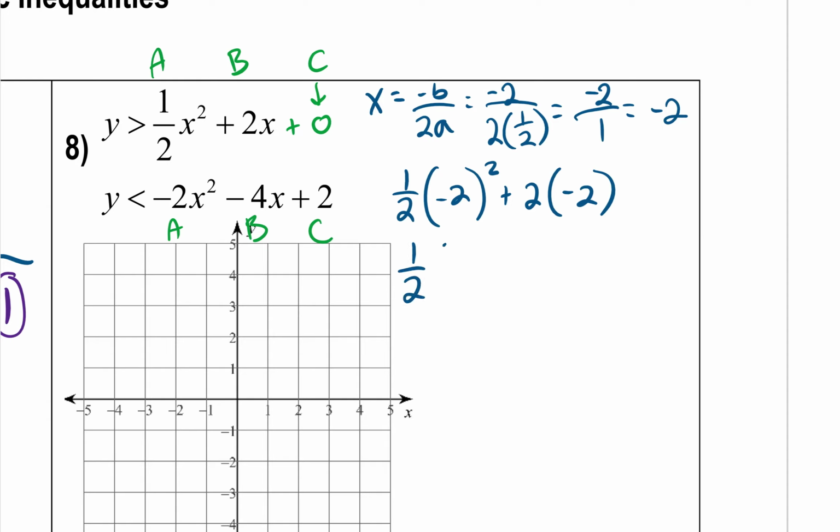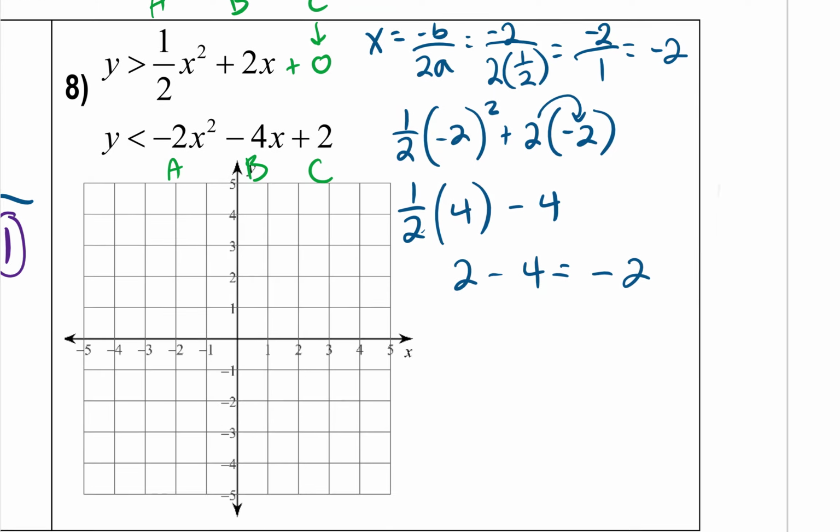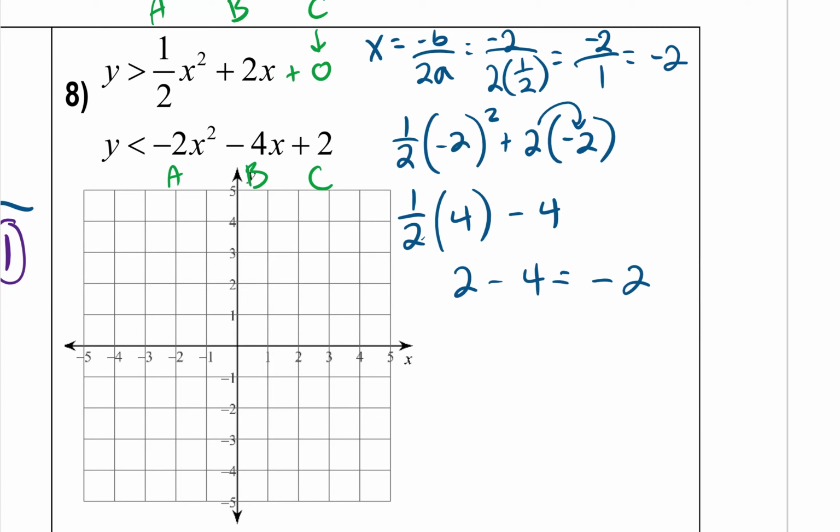Negative 2 squared is positive 4. 2 times negative 2 is negative 4. Now what's half of 4? 2. Oh, look at that. The fraction went away. Now, before I move on, I guess maybe this will be easier. Let's graph it: negative 2, negative 2. So do negative 2, negative 2.